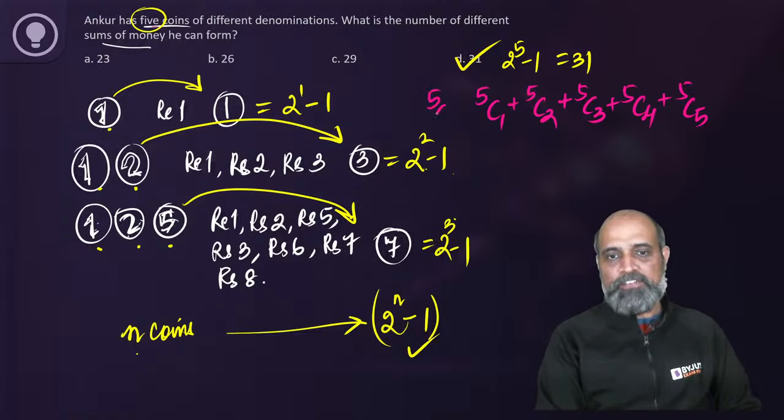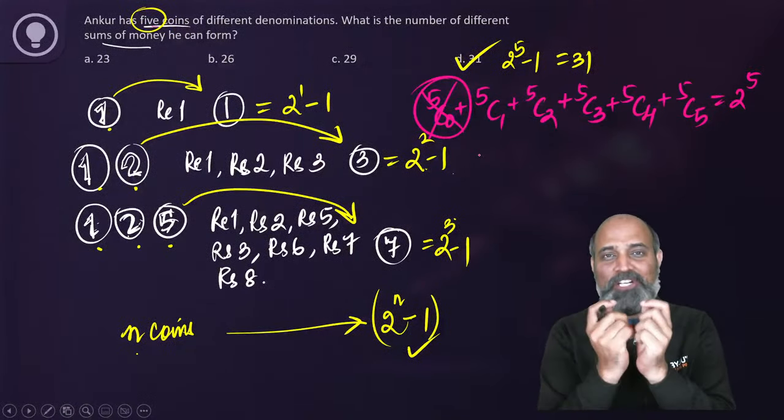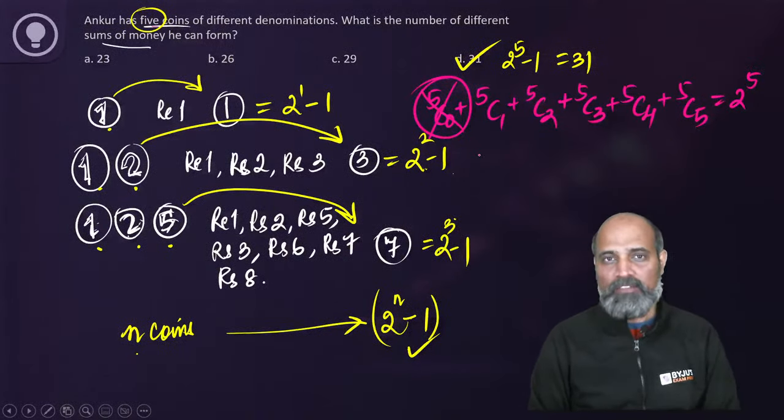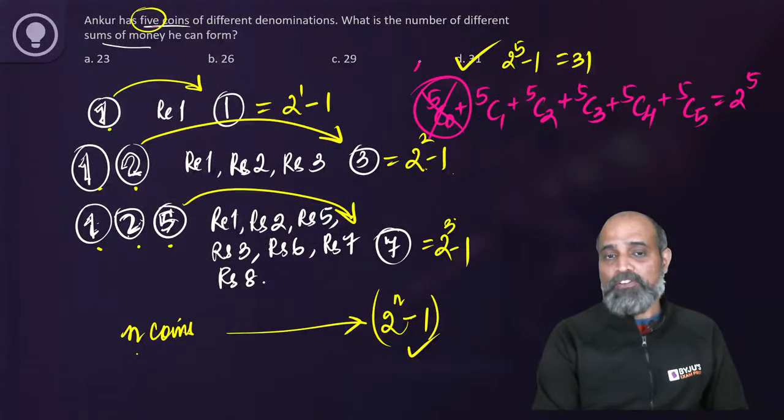If I had 5c0 also, this would have become 2 to the power 5. But that isn't there, because if you want to form a sum of money, you need to use at least 1 coin, no? It's not like you bought something for free. That's not called buying, right? So the value of 5c0 is 1.